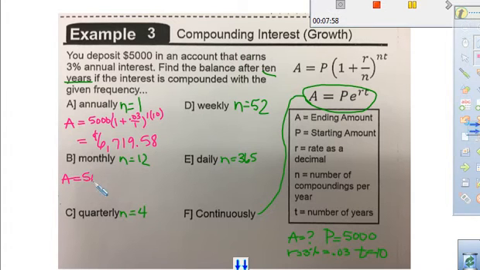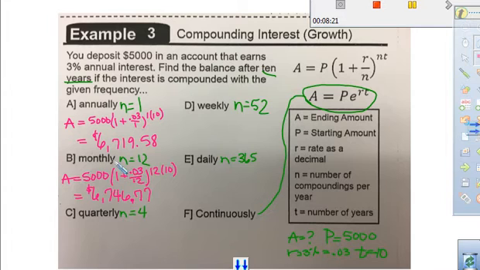And we're going to do the same thing for all of these. This is going to be the 5,000 times 1 plus 0.03, and now we're going to divide it by 12 because this is where my N comes in, to the 12 times 10, and that gives me $6,746.77. Now you'll notice that the more often it's compounded, the more we're going to get.